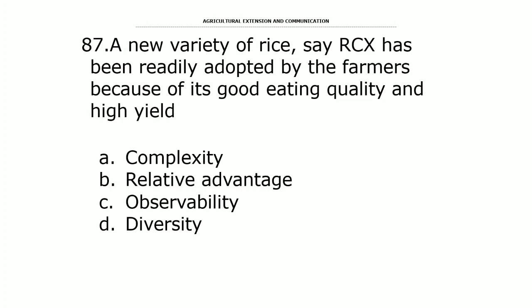Number 87. A new variety of rice, say RCX, has been readily adopted by the farmers because of its good eating quality and high yield. A. Complexity, B. Relative advantage, C. Observability, or D. Diversity. The answer is relative advantage.